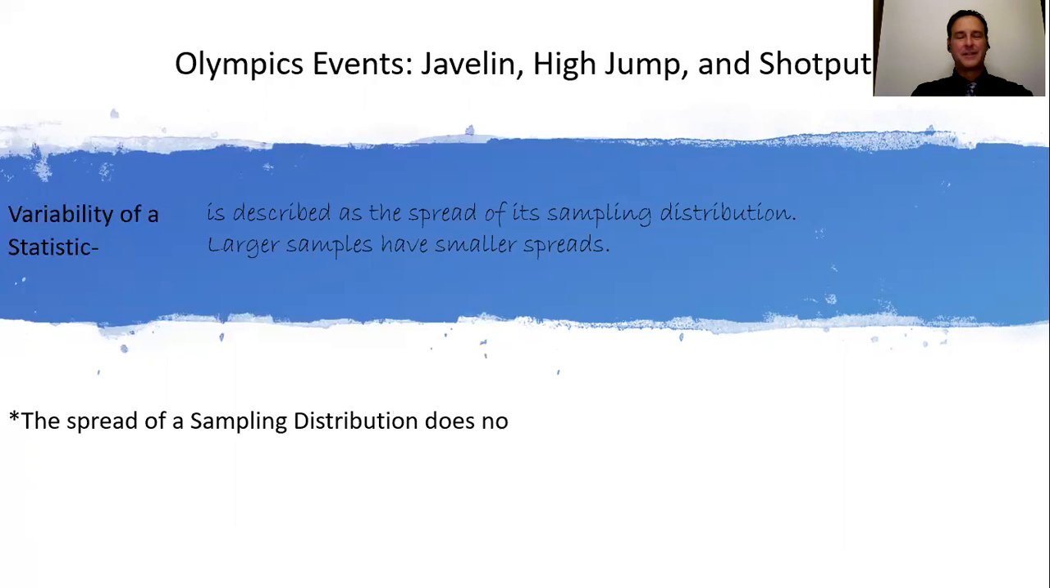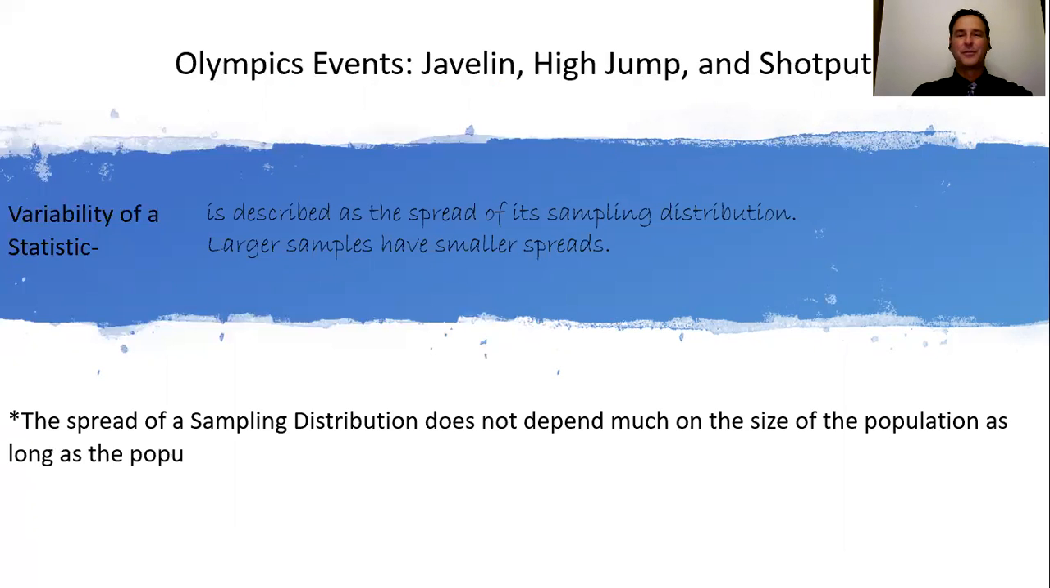All right. Last thing, and this will be important for something a little bit later on in 7.3. It says the spread of the sampling distribution does not depend much on the size of the population, as long as the population is at least 10 times the sample. So if your population is super big and all your samples are pretty small, in general, it doesn't matter if your sample is size 4 or size 5 or size 10. If your population is 10 times any of those n's, then your distributions should look pretty much the same. All right, very good.